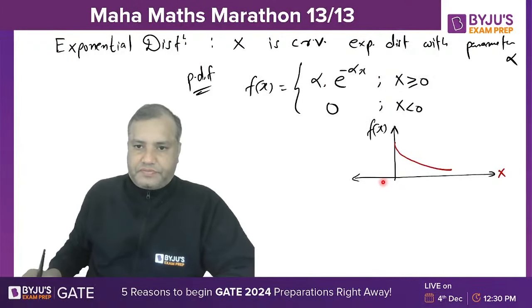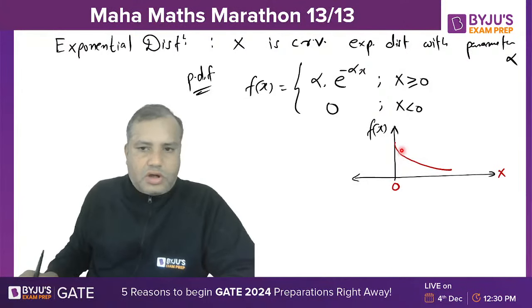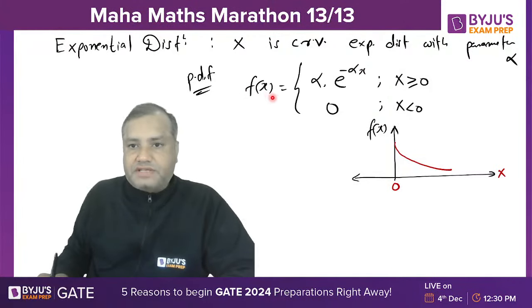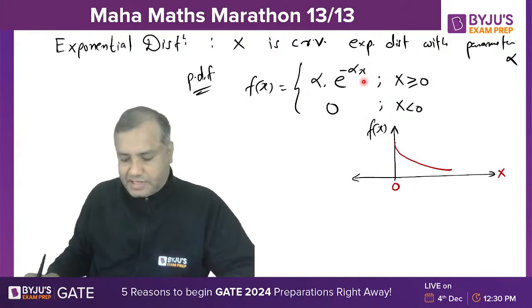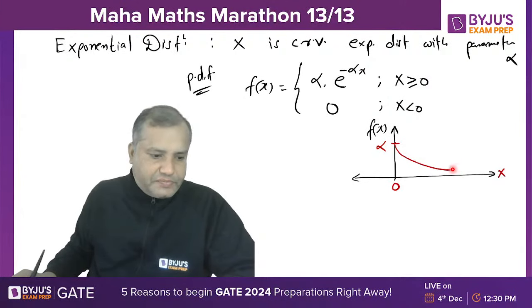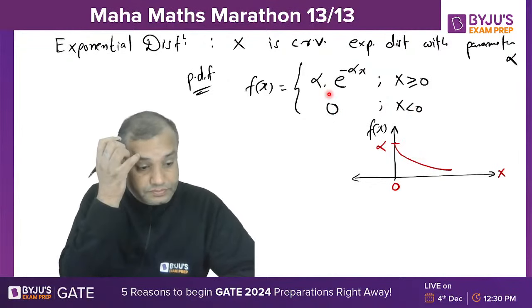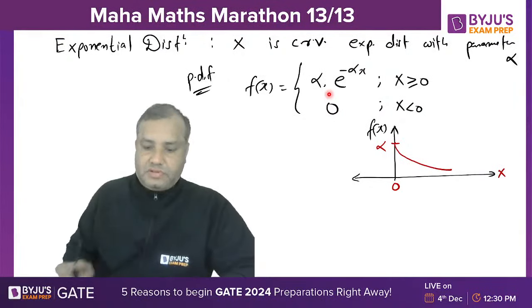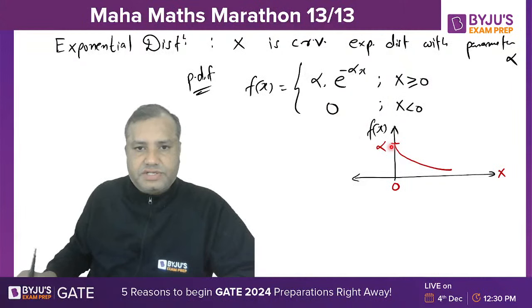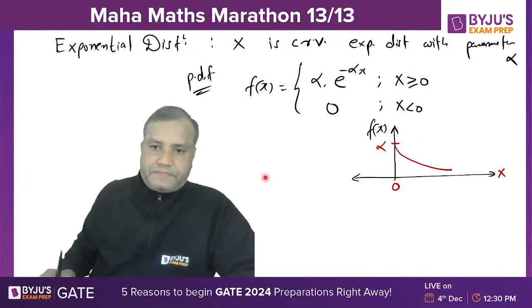Now see, from x equal to 0 onwards, on the right hand side, f of x is alpha e raised to minus alpha x. So when x is 0, this height is taken as alpha, and thereon it is decreasing exponentially. Now for x less than 0, it is 0. For x less than 0, it is 0. Comfortable with this? Okay. So this is exponential distribution.